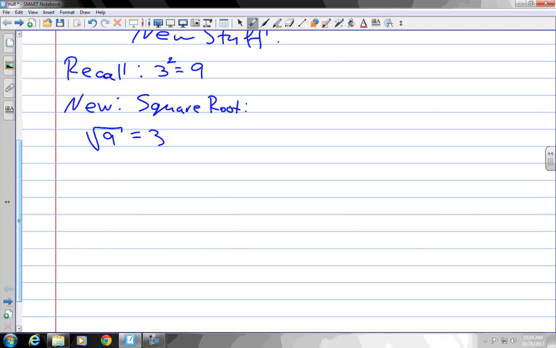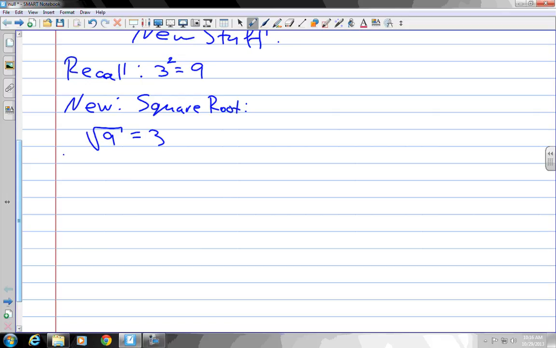But it has something to do with the square. We only chose positive 3, because technically negative 3 should work as well. Negative 3 squared is 9, but we just defined the square root to be a positive item. Okay? So a little bit of notation.